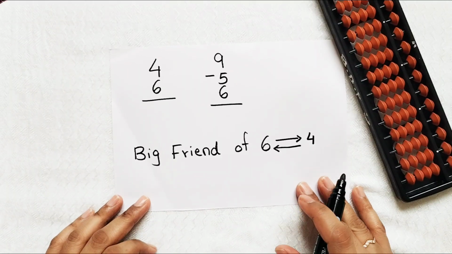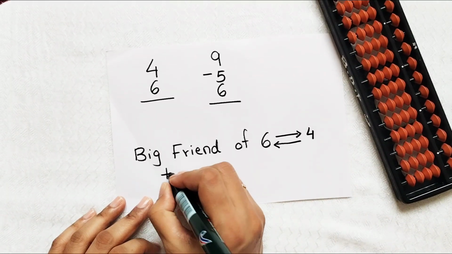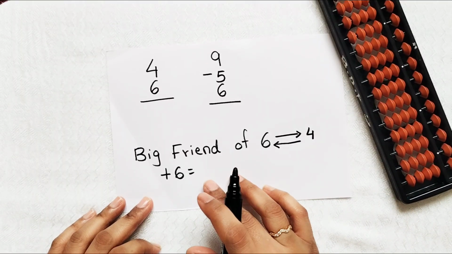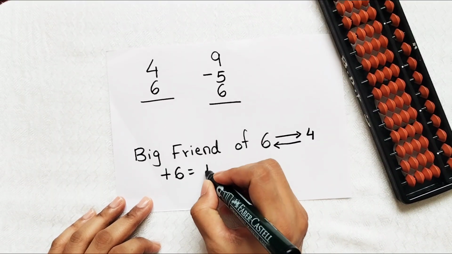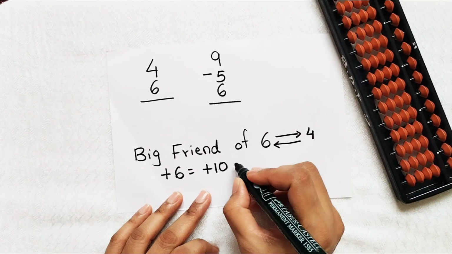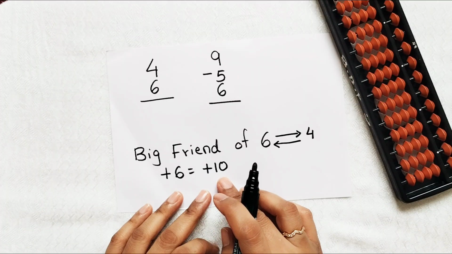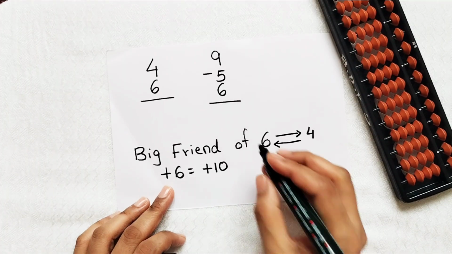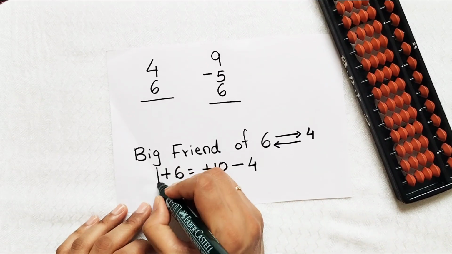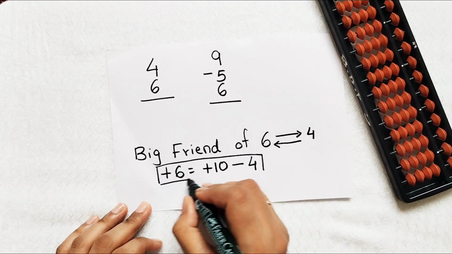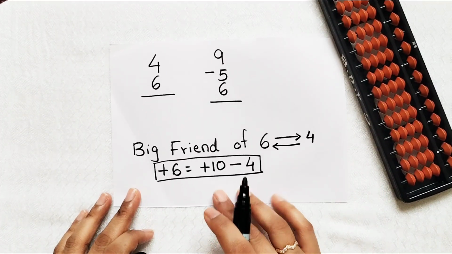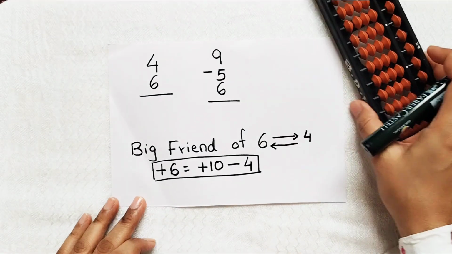How will I write the statement? The formula to add 6. Do you remember the boss number? The big friend, the boss is 10. The boss number is 10. So add the boss and less the friend of 6. Who's the friend of 6? 4. Now we got the formula for big friend addition 6. Now using this formula, let us solve these two questions.